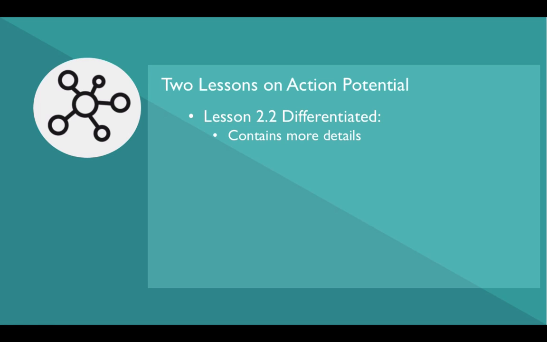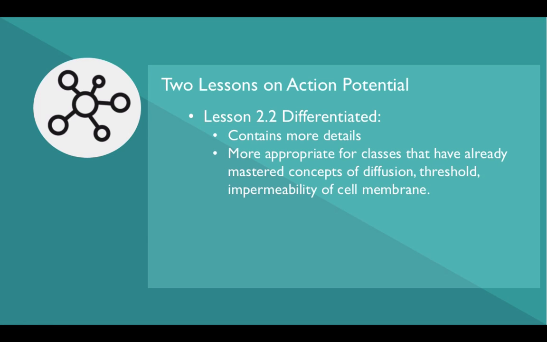And this lesson is best for classes where students have already mastered concepts of diffusion, threshold, and the impermeability of the cell membrane. If your students need to review these concepts, use lesson 2.2 as it reviews those concepts as it presents the action potential. Additionally, in order to allow for adequate time for your students to complete the activity, you may want to allow 2 class periods for this lesson.